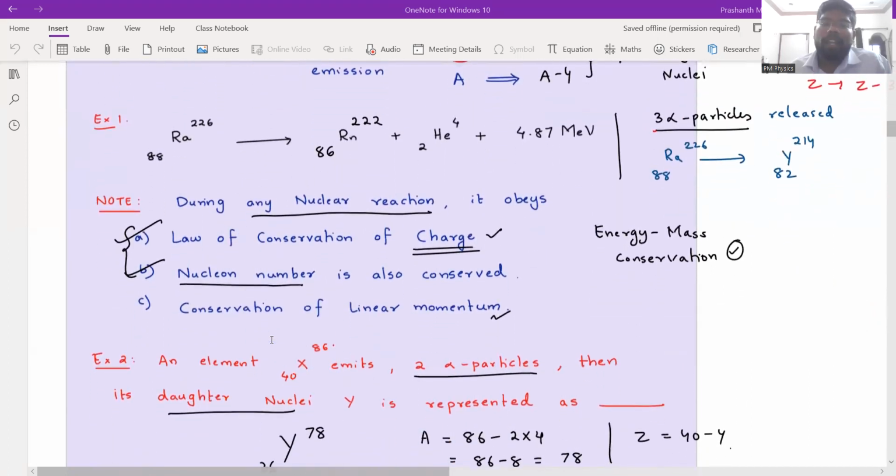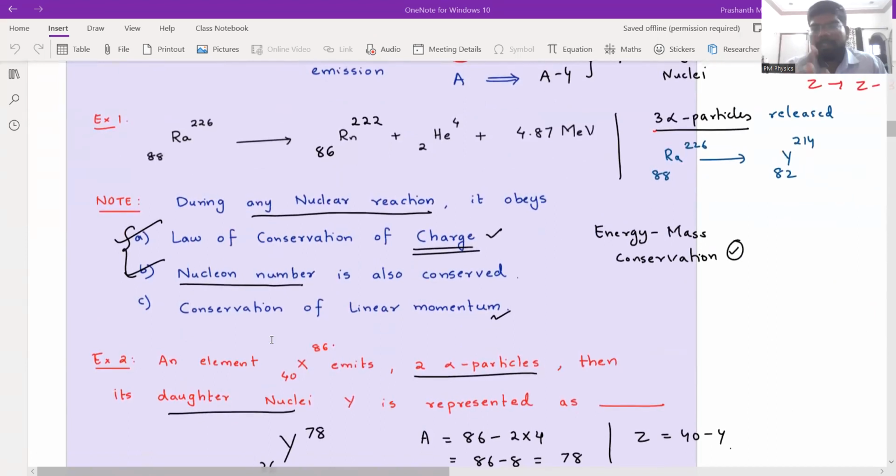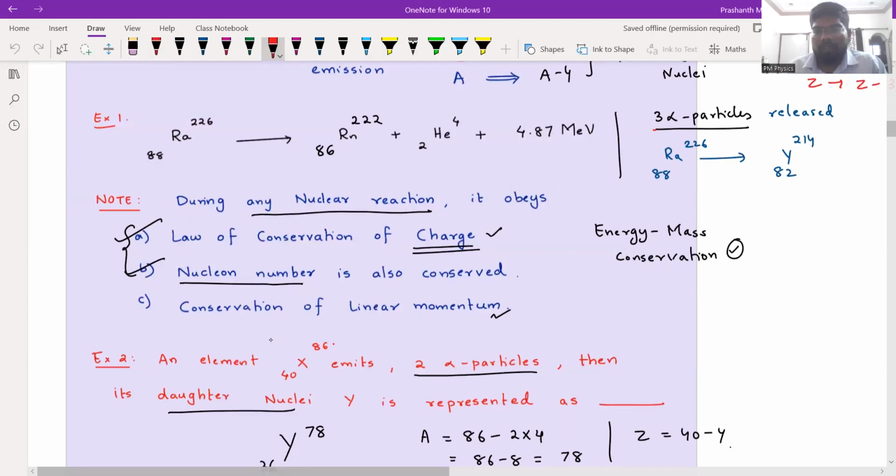During any nuclear reaction, what you have to conserve is conservation of energy plus mass. You should do conservation of energy plus mass, and conservation of charge, nucleon number should be conserved, and conservation of linear momentum. These four laws we should apply. So where are the four laws you are seeing here? This is the fourth one. That is, conservation of charge, conservation of nucleon number, conservation of linear momentum, and conservation of mass.